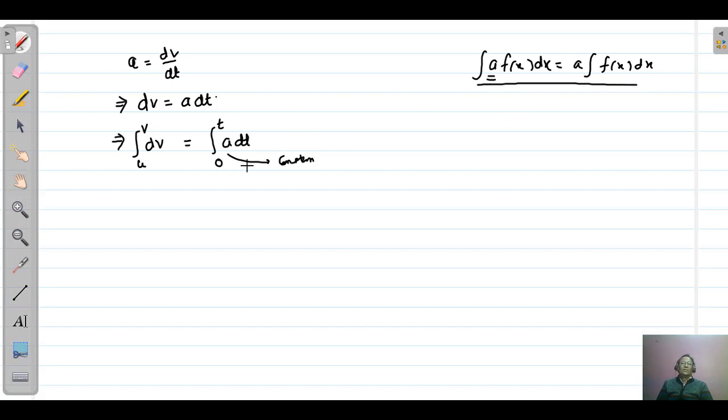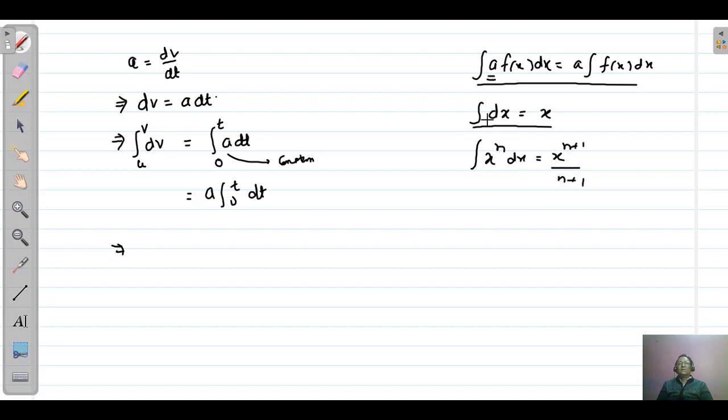So we can write it as a times the integral from 0 to t of dt. Now integrate. The integral of dx will be equal to x. This is another form of the integral of x raised to the power n dx. We have already given that the integral of x raised to the power n dx equals x raised to the power n plus 1 by n plus 1. If there is nothing, that means it is 1, which is x raised to the power 0. So n is 0, that means 0 plus 1, x to the power 0 plus 1, 1. So we get x.